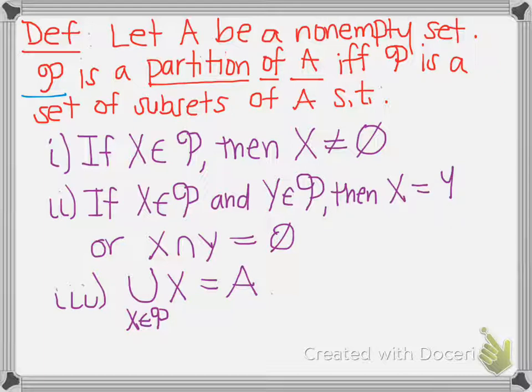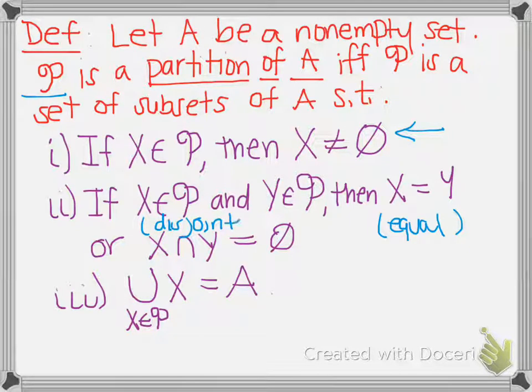As you all know, it's really important to understand the definition. First, if you have a set X, if X belongs to a partition, then X cannot be the empty set. So it's definitely not an empty set. That's the first condition. The second condition is if X belongs to a partition and Y belongs to a partition, then either X equals Y, so the sets are equal, or X intersect Y equals the empty set, so they're disjoint.